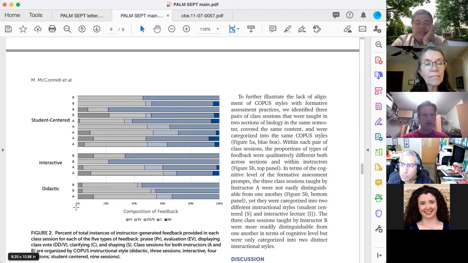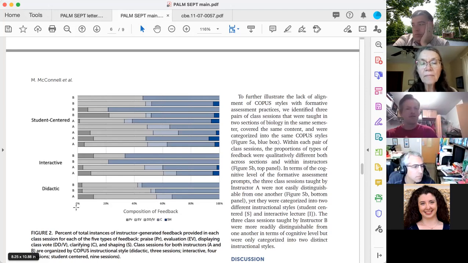I don't believe so, or at least it's not documented here. It's just a matter of getting a number, like a relative amount. Yeah, or maybe it's self-evident, that obviously the didactic one doesn't cover as much total feedback. I don't know, but that's the figure I would have made first.